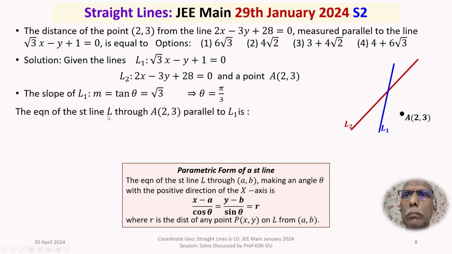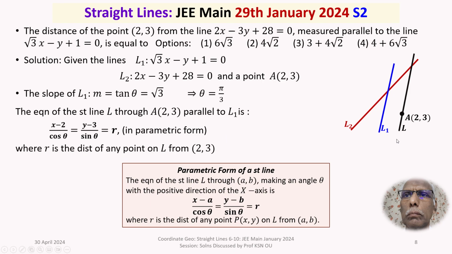The equation of the straight line L through A (2, 3) parallel to L1 means the θ is the same, and this line L is (x - 2)/cos θ = (y - 3)/sin θ = r. This is what we call the parametric form, where r is the distance of any point on L from (2, 3). And the distance of this point A on L2 parallel to L1 is from A to the point of intersection of this L and L2. So let's call this portion R.